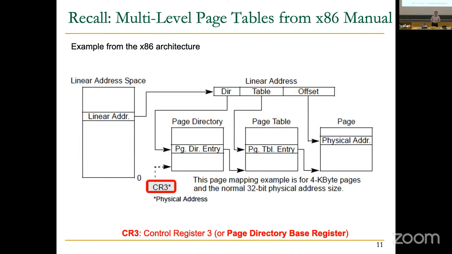Now, I was also giving you examples of multi-level page tables from the x86 manual. We actually went through this. Essentially, control register 3 is the page directory base register, which is a physical address.